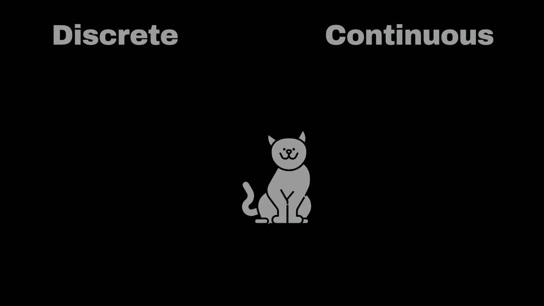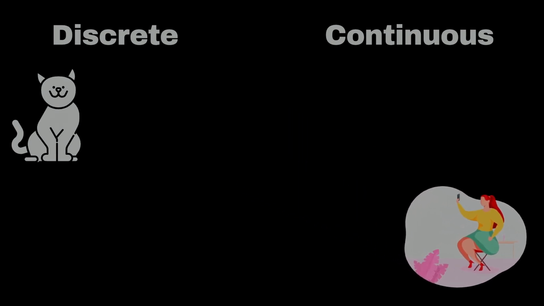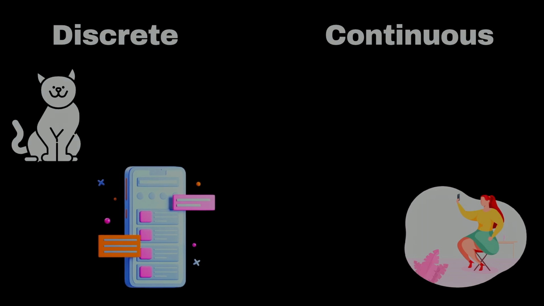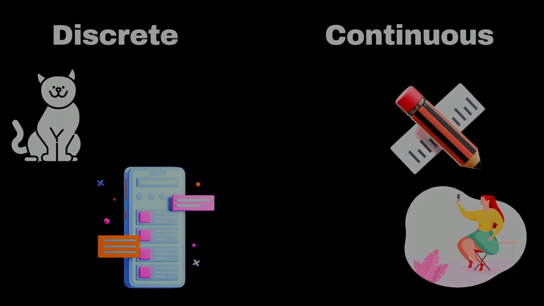The number of pets you own? That's discrete. You can't have a partial pet. Time spent on social media per day? That's continuous, because we can break down the increments of time into smaller and smaller intervals. The number of text messages sent in a day, also discrete. You can't have half a text message. And heights of students in the class is continuous, because we can have smaller and smaller increments of height.